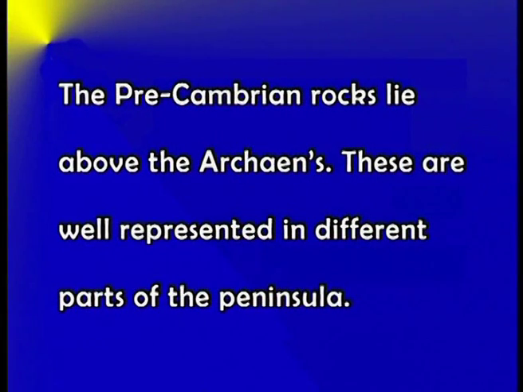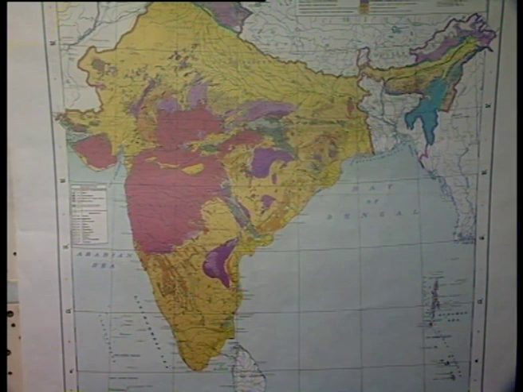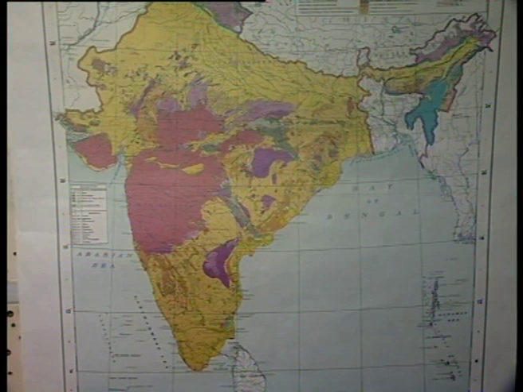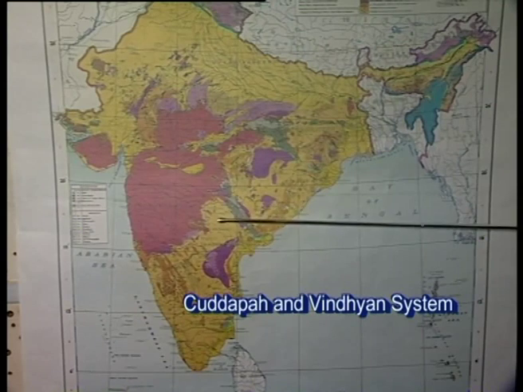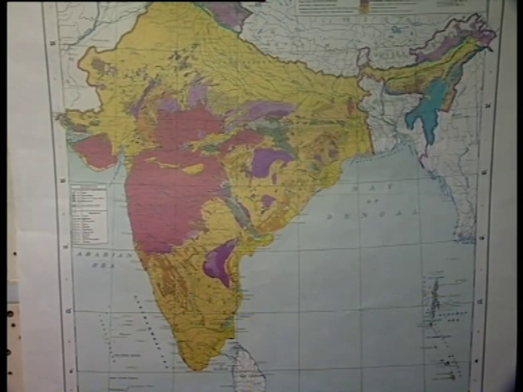The Archeans are followed by Precambrian formations. The Precambrian rocks lie above the Archeans. These are well represented in different parts of the peninsula. In India, the Precambrian rocks have given rise to two distinct formations known as the Kadapa and the Vindhyan systems, of which the latter is younger in age.